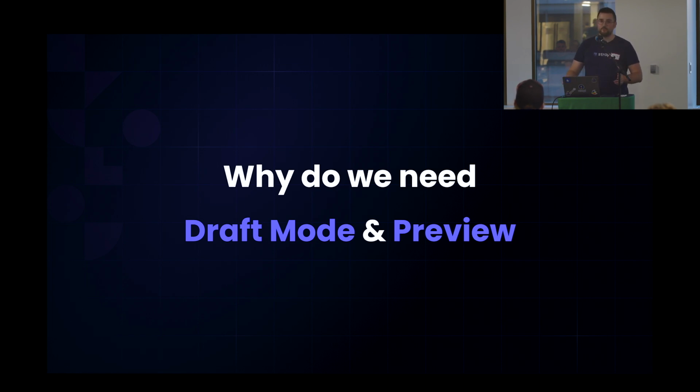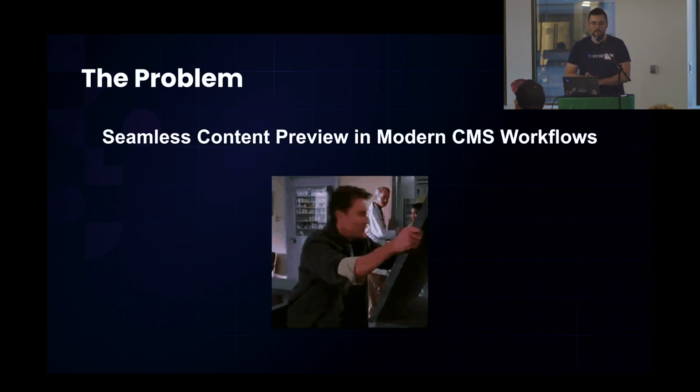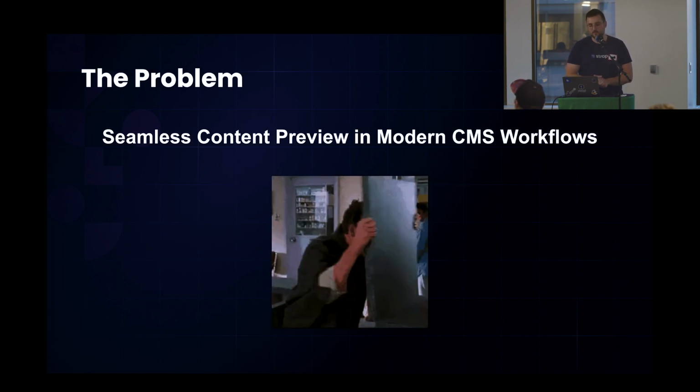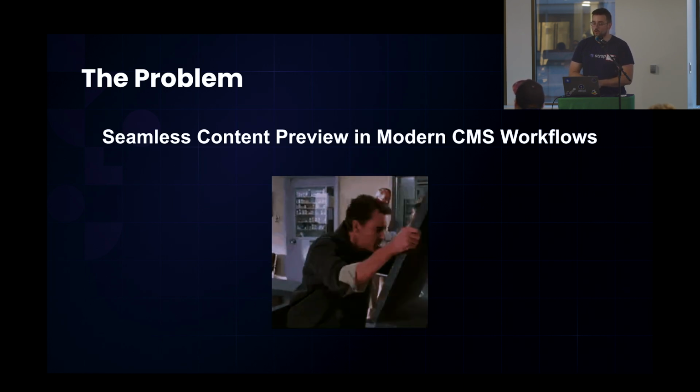Nowadays, we love our frameworks, the front-end frameworks. We love using Next and all of those different frameworks on the front end. So we have our own custom front end on one side, and we use the headless CMSs on the other side, like Strapi, which creates a lot of complexity when it comes to the content editing workflows. And that's the main problem I want to discuss. It's creating a seamless content preview system with the modern CMS workflows.